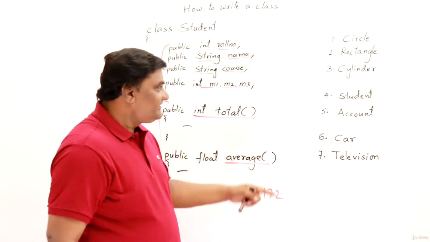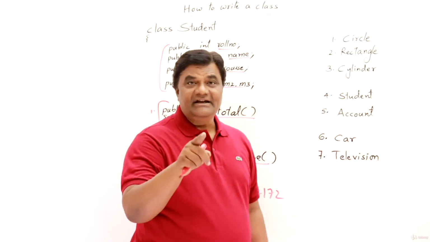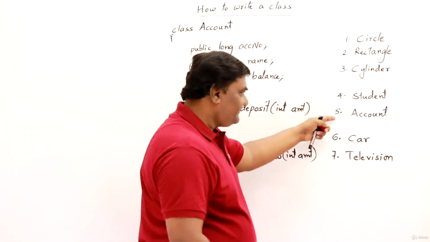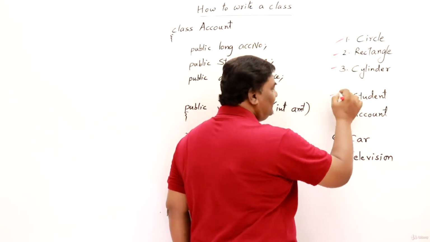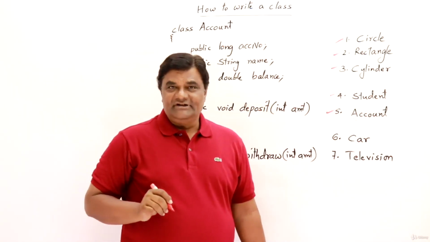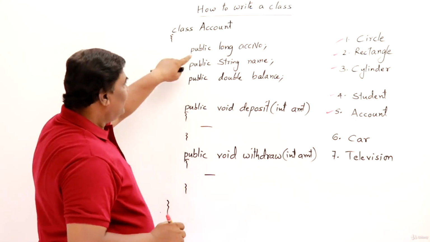Now let us move on to the next class, that is account. This is a bank account. Now the object is account. So till here I have finished all. Now I am doing account. So let us see the properties of an account. I have taken a few.